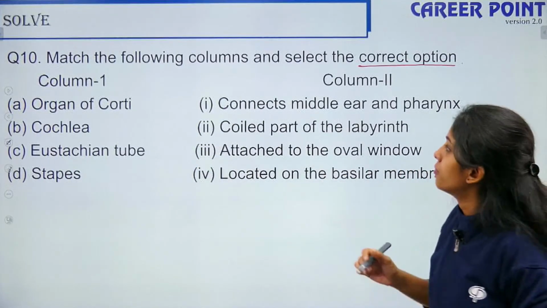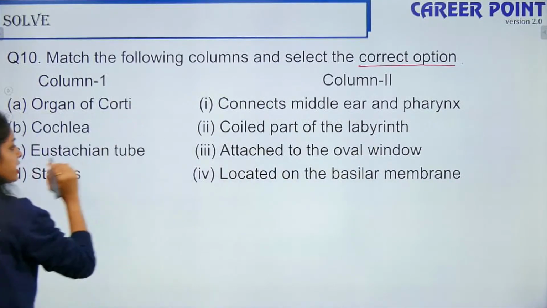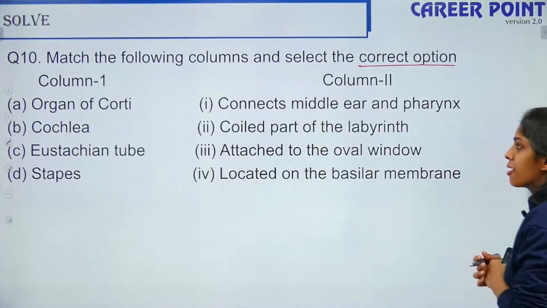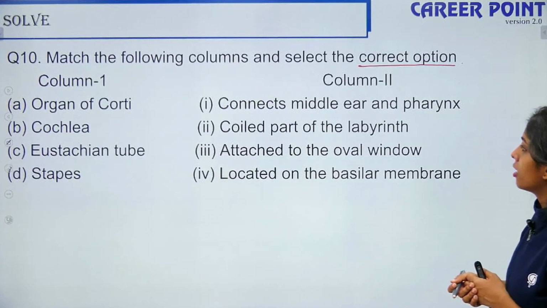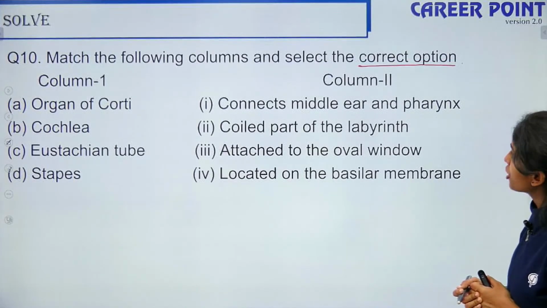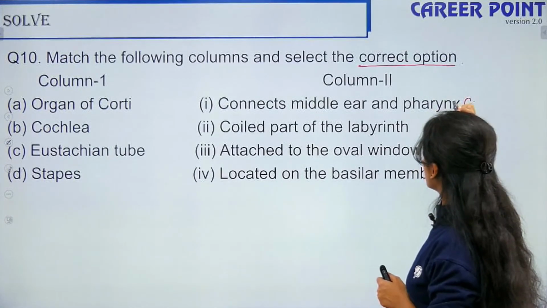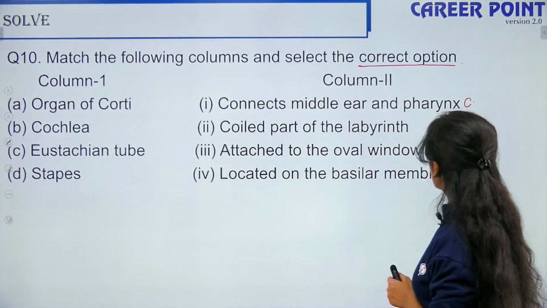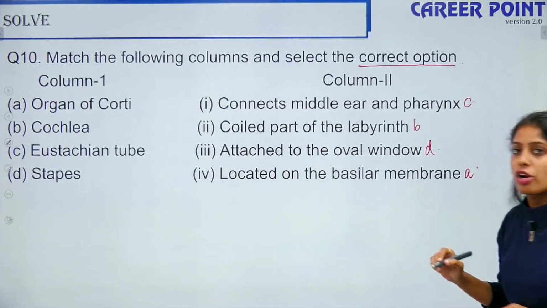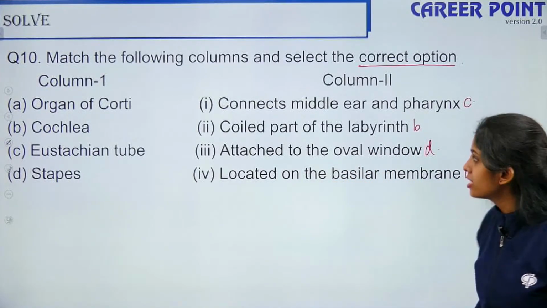Okay, so organ of Corti, where is organ of Corti? Everything is present in your ear, right? So organ of Corti is attached on the basilar membrane. Cochlea is the coiled part of the labyrinth. Eustachian tube connects the middle ear and pharynx. Stapes is attached to the oval window. So this is B, and your organ of Corti is this. Organ of Corti consists of ciliated hairs, like hair-like projections. So this is the order.